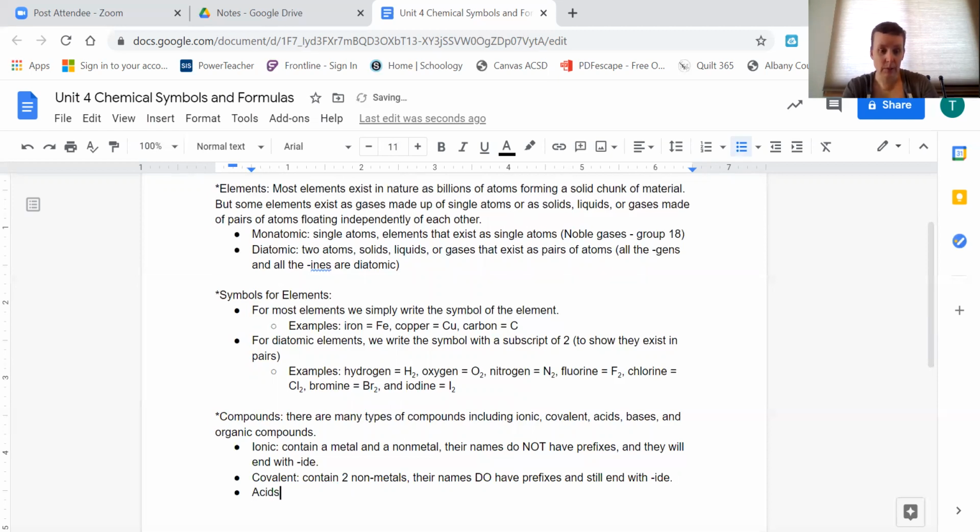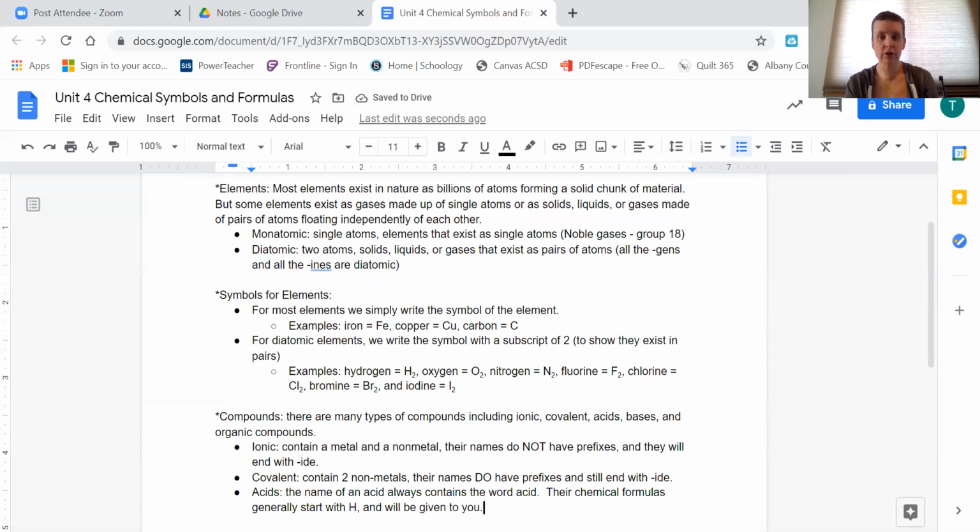All right, acids. We haven't really talked about acids yet. We'll get into a unit of acids and bases pretty soon. But the name of an acid always contains the word acid. Okay, so hydrochloric acid, nitric acid, sulfuric acid, things like that. Their chemical formulas generally start with hydrogen and will be given to you. So you won't have to create the formula for an acid in this unit, okay? You're just going to be given the formulas.